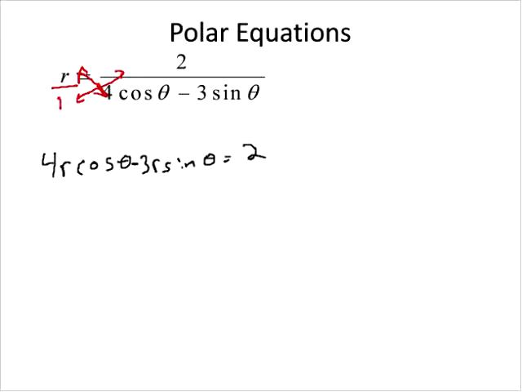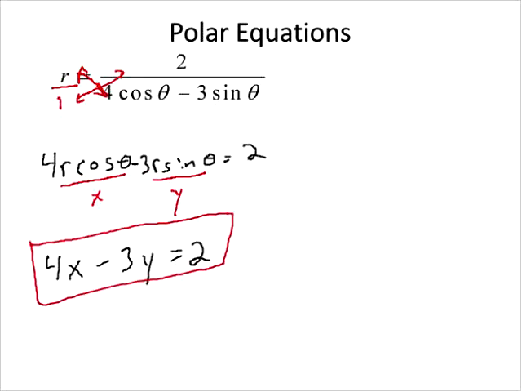But again, we can substitute, because remember, r cosine theta, that's just an x. R sine theta, that's just a y. So I come down here, and after the substitution, I can say that's really 4x minus 3y equals a 2. And there you go. I've got it in rectangular format. So I've just rewritten that polar equation into a rectangular form. You'll have to do a bunch of that in the homework.